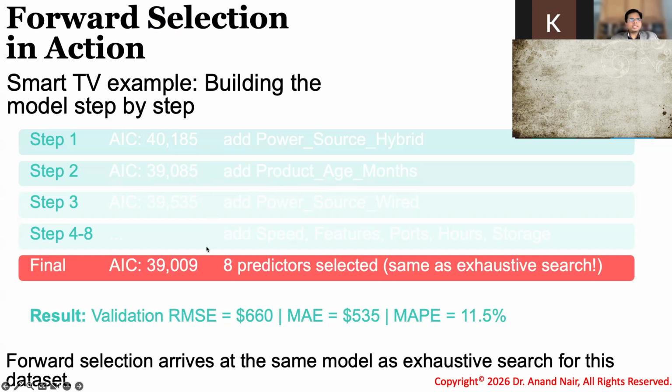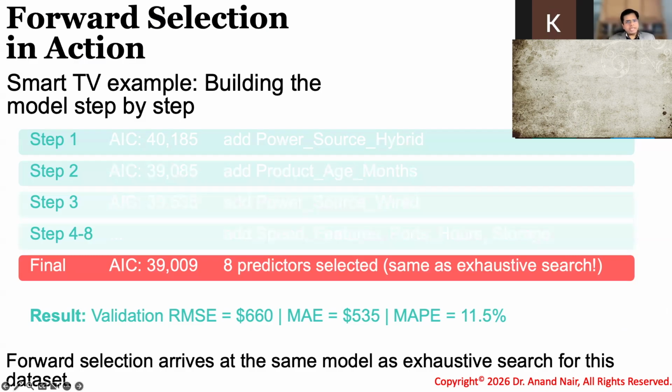So we keep doing this until step 8. There are 8 predictors that are selected. It's the same 8 predictors that were also selected in exhaustive search. So we can also look at the RMSE, etc. So it basically arrives at the same model as the exhaustive search. So that's a good sign. In some way, 2 models converging is a good sign.